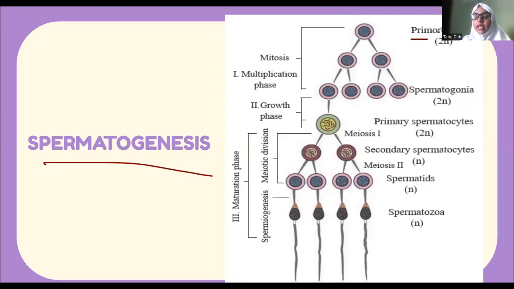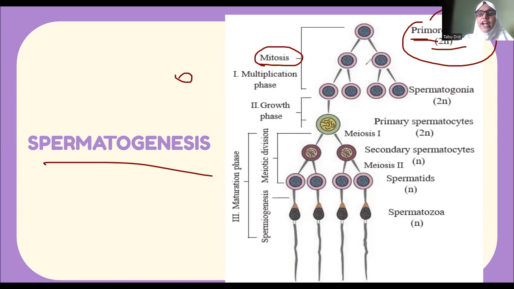Okay, let's begin with the parent cell. We also call it the primitive cell or the primordial cell. What will be their chromosome state at this time? We just mentioned that the primordial cell or the parent cell will always be in diploid condition, that is 2n. First, what will happen is the parent cell or the primordial cell will try to increase its number. It will try to multiply first. This increase in number of the parent cell will be by which type of cell division? Mitotic cell division.